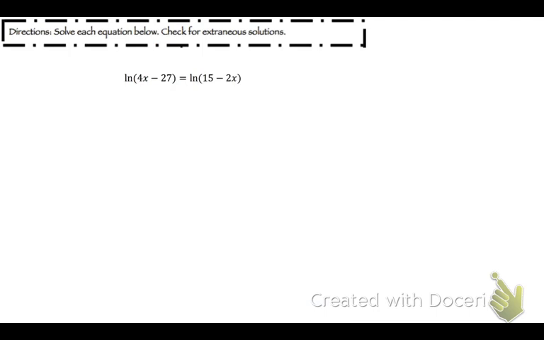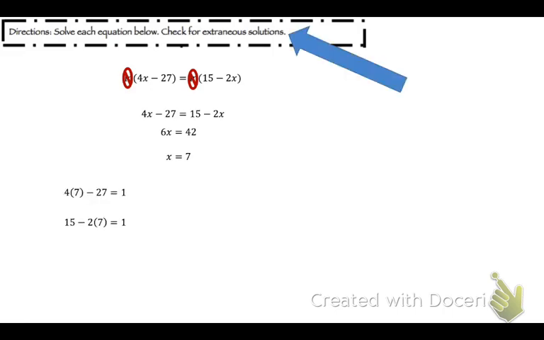Okay, let's look at this one. So now we're getting into solving ln's, which is the same exact process. Don't let that intimidate you. Cancel those, so you get 4x minus 27 equals 15 minus 2x. Solve that, 6x equals 42, x equals 7. We still have to check, and they are both positive, so we're good.